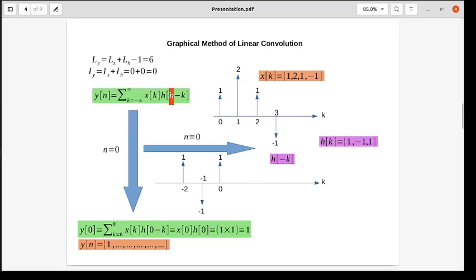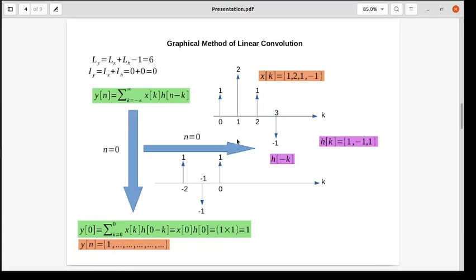For n equals 0, this function is x[k]. So first draw the x[k] signal, and now this function becomes h[minus k] because n equals 0. Draw h[minus k] on the same time scale, which means you align k equals 0 for both functions. Now, find out which of the samples are in common intersection. Just consider these two samples.